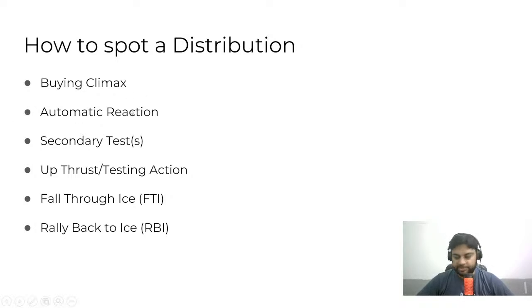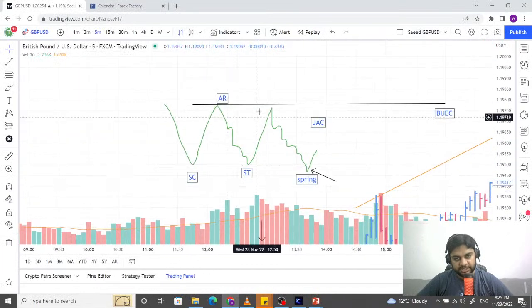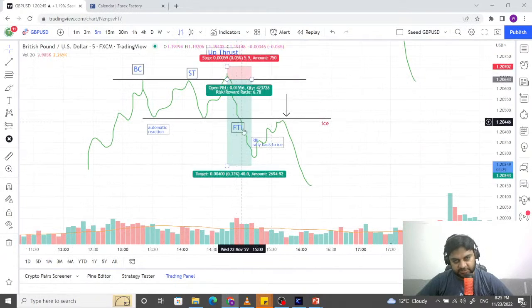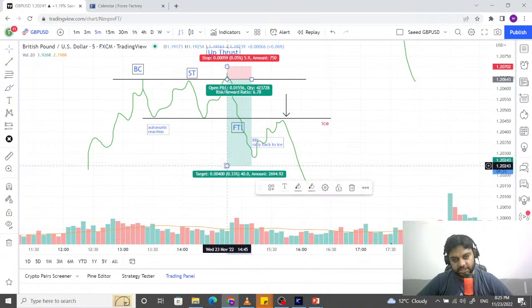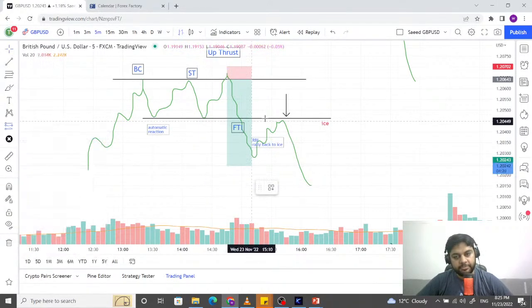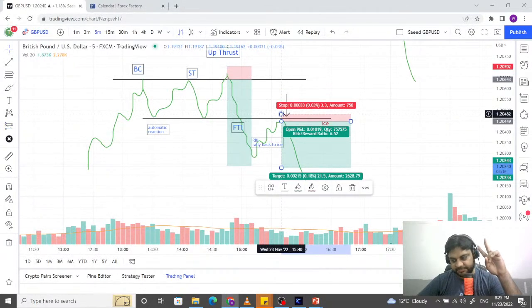And then you have automatic reaction, as we discussed. Then you have secondary test, upthrust, which is testing action. Upthrust is the same thing. And then you have fall through ice, as I discussed. The market is breaking the ice, just like this, it's falling through the ice. What you will do is you will actually put your trade. You have already put your sell trade over here. Now you will sell one more time. So now you have two trades running in the same direction.